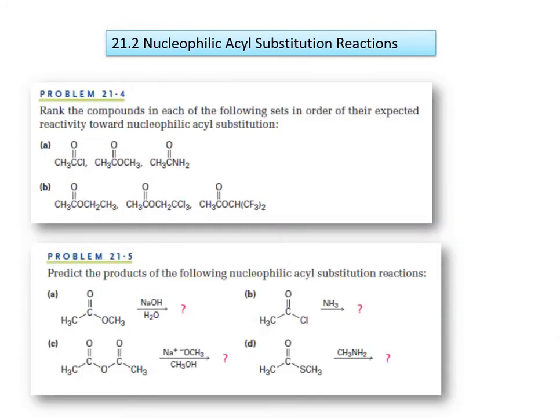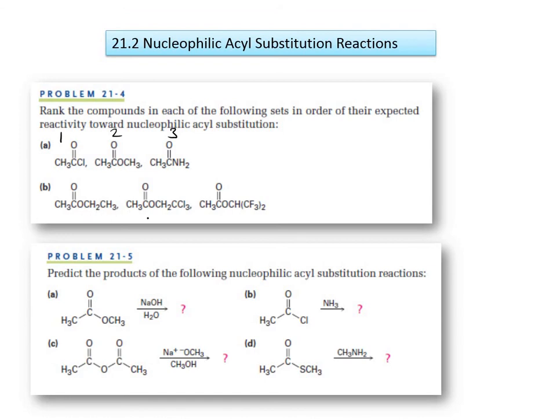So let's solve a general question with respect to reactivity and reactions of carboxylic acid derivatives. Let's start with this one. Rank the compounds in each of the following sets in order of their expected reactivity toward nucleophilic acyl substitution reaction. Here we have an acid chloride, ester, and amide. So we know that this one is the most reactive one. This is second, and amides are the least reactive. You can go back to the table.